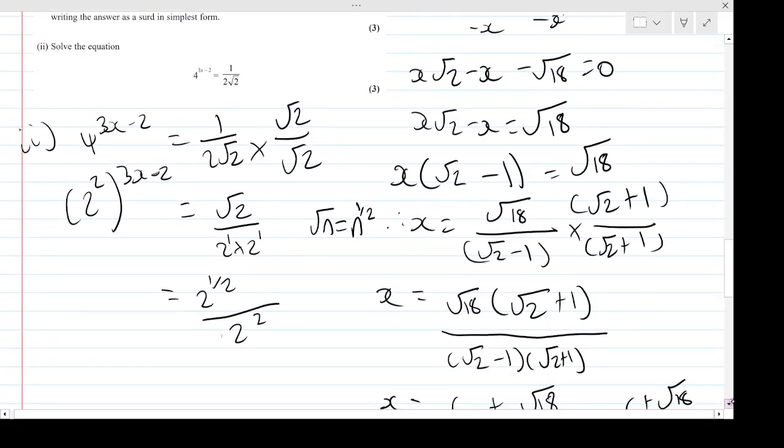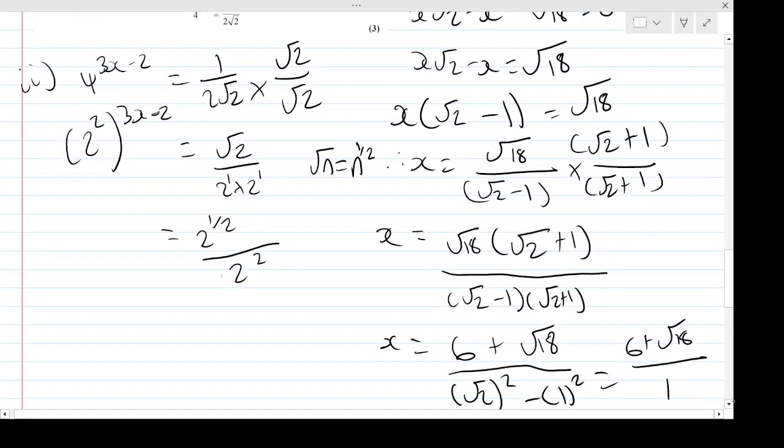But then, actually, I can then say that's going to be 2 to the... if I'm dividing with the same number with different powers, dividing this time, I subtract the powers. So I'm going to have 2 to the half take away 2. So a half take away 2. And remember 2, we can say 4 over 2 instead to get the same denominator. That's going to be minus 3 over 2. Okay.